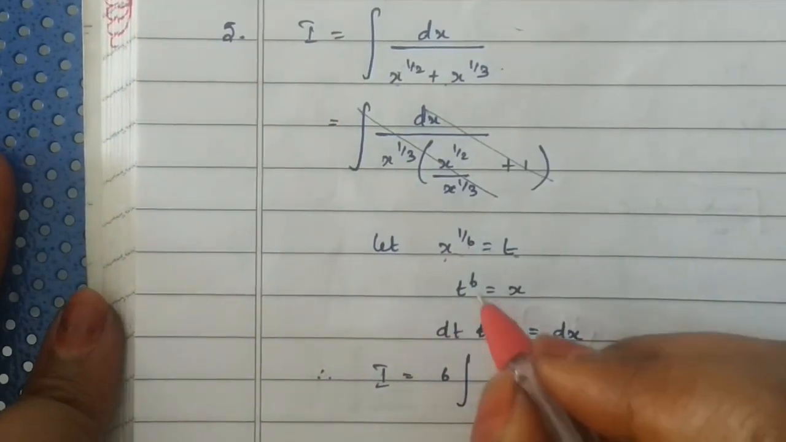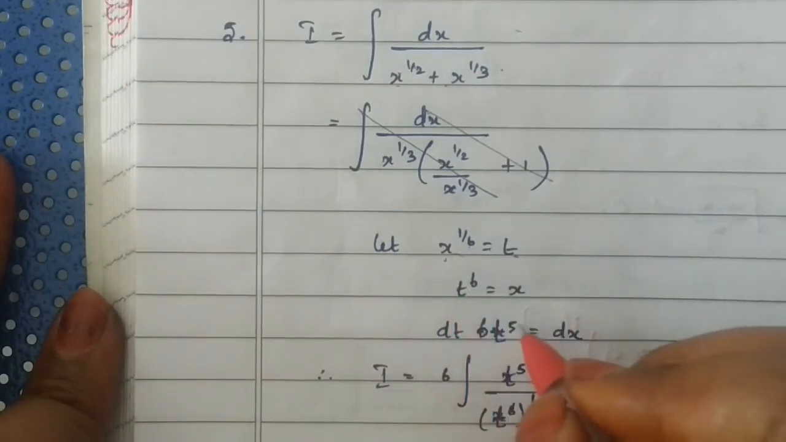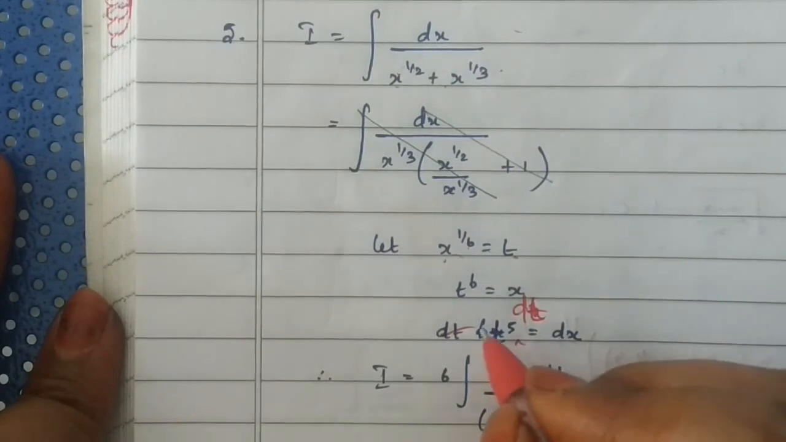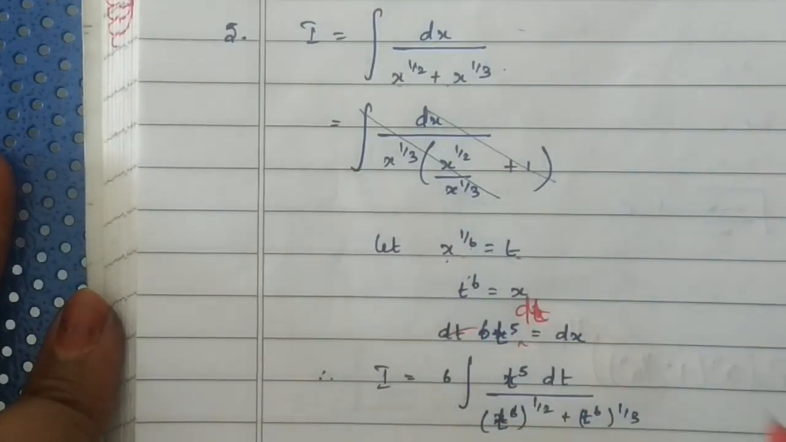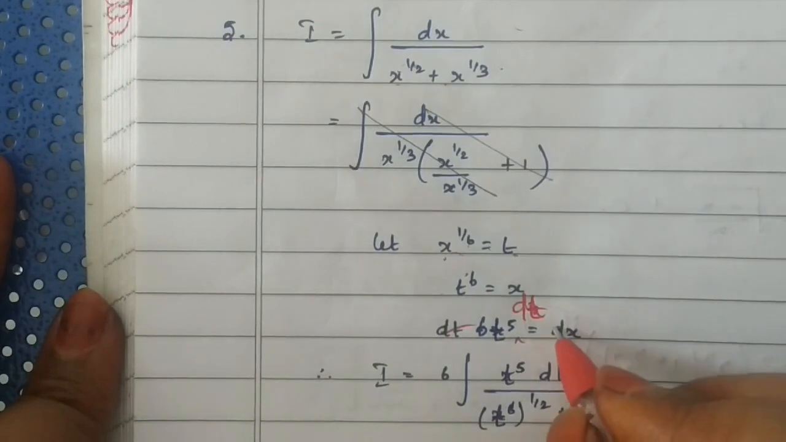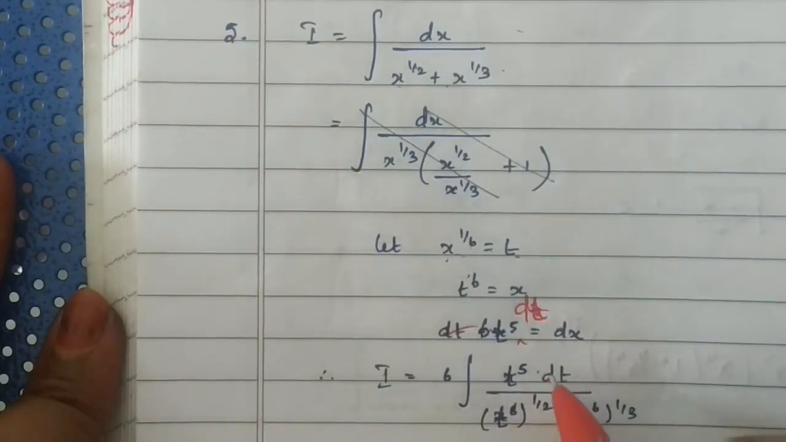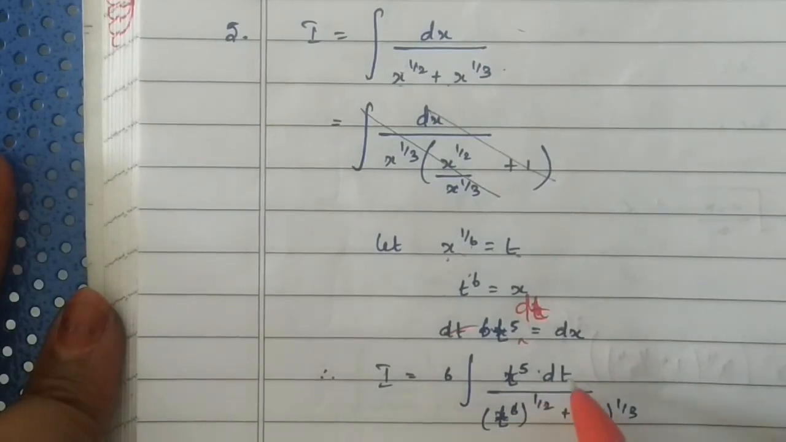Now differentiate. 6 into t power 5 into dt equal to dx. Just we are going to substitute. In the place of dx, what do you need to substitute? 6 into t power 5 into dt. So I have substituted 6 into t power 5 into dt.